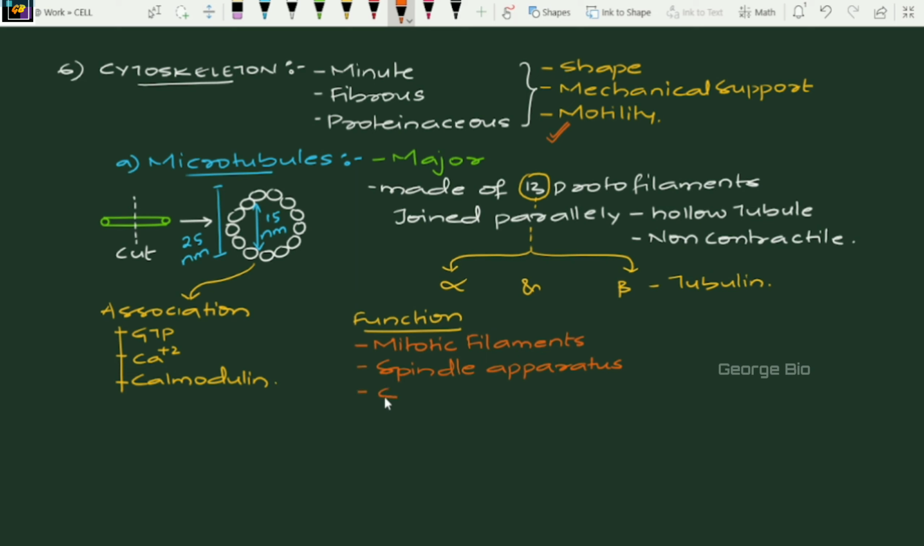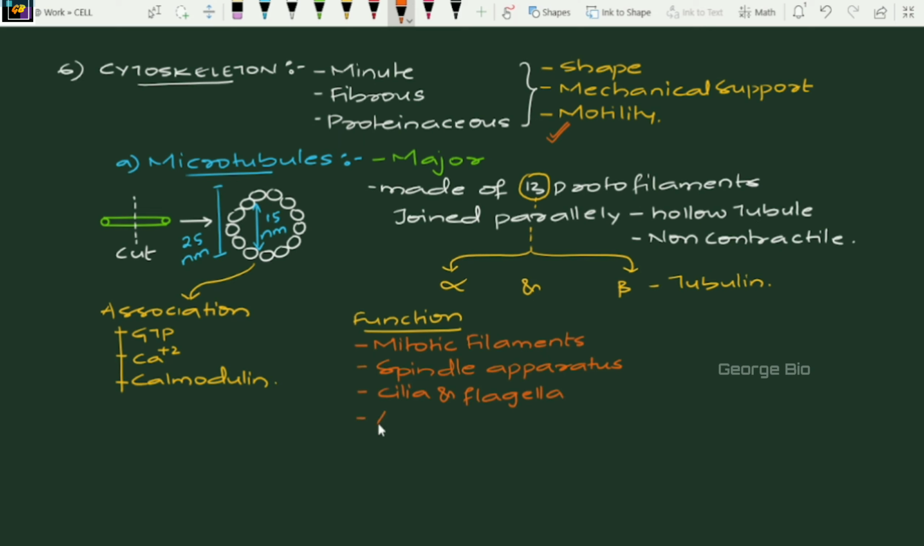It helps in formation of cilia and flagella. So here itself we are getting a clear point. The protein which is involved in formation of cilia and flagella in eukaryotes, that is tubulin protein. It means if tubulin is there, microtubule will be there. If microtubule formation occurs, cilia and flagella formation takes place in eukaryotes. That makes the difference between prokaryotic flagella and eukaryotic flagella with respect to the composition.